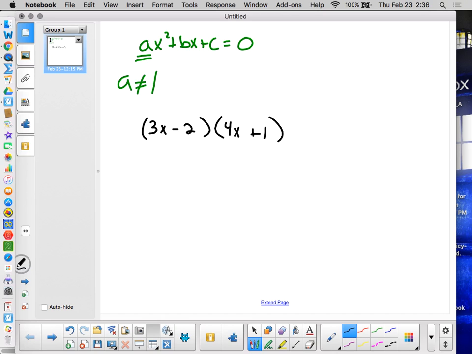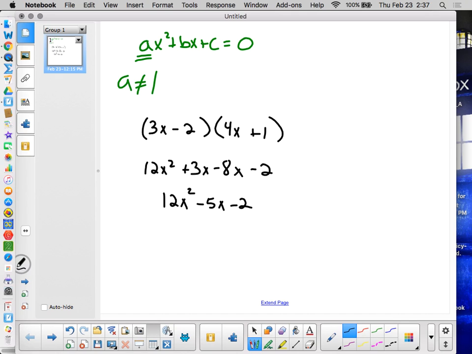I'm going to multiply them to create a polynomial. Well, what we're going to do is we FOIL. With 3x times 4x gives me 12x squared. The outside, the 3x times 1 gives me a plus 3x. The inside, the negative 2 times 4x gives me a minus 8x. And the last, the negative 2 times 1 gives me a minus 2. Then we combine like terms, and I get 12x squared minus 5x minus 2. That's our polynomial.